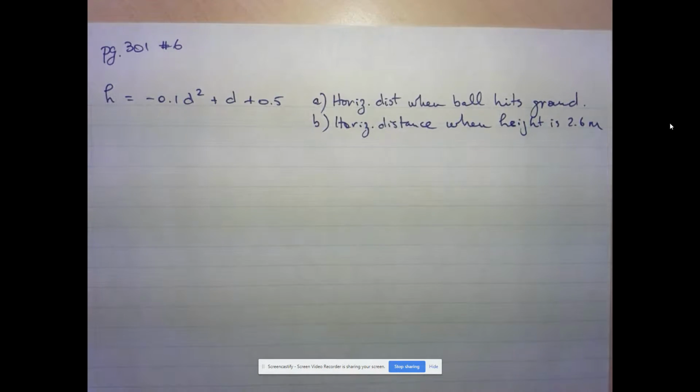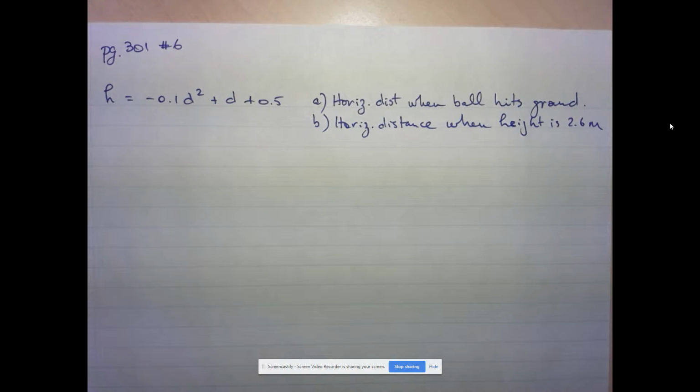Hi folks, we're going to take a look at number 6 on page 301. So in this question, they give us this equation which represents the height of a ball kicked from a height of 0.5 meters above the ground. Okay, and D is the horizontal distance that it travels, and H is the height above the ground.